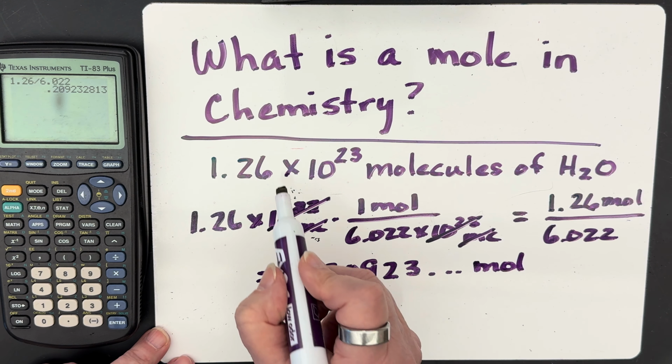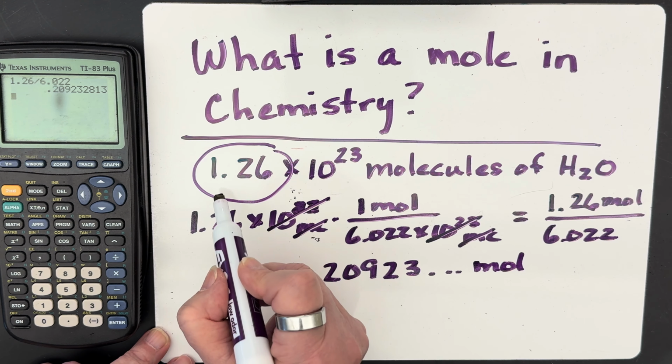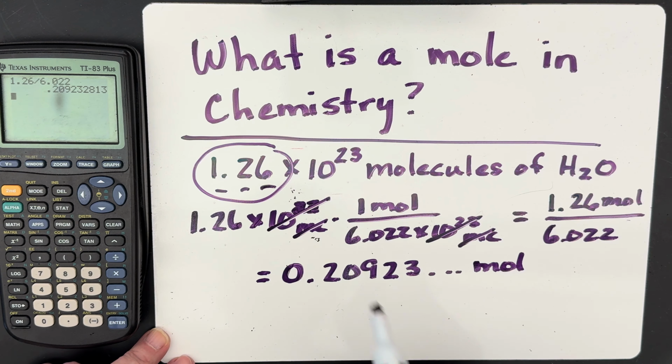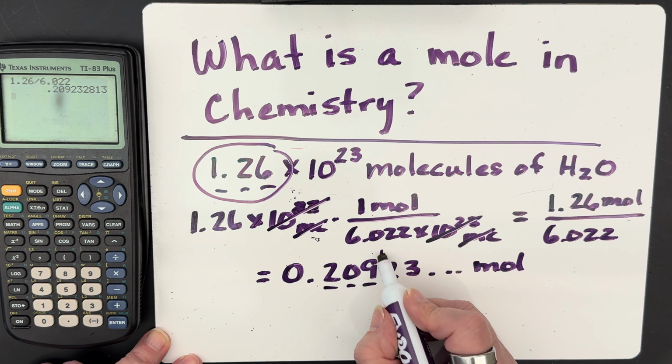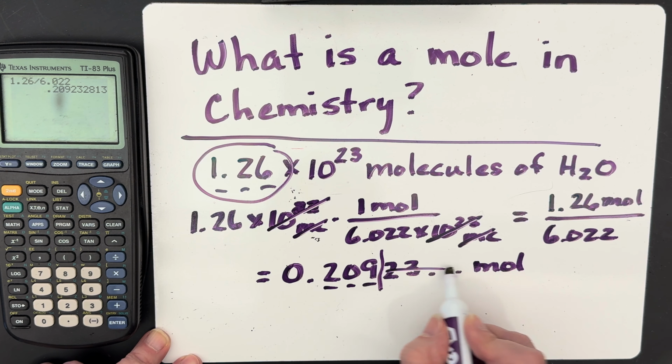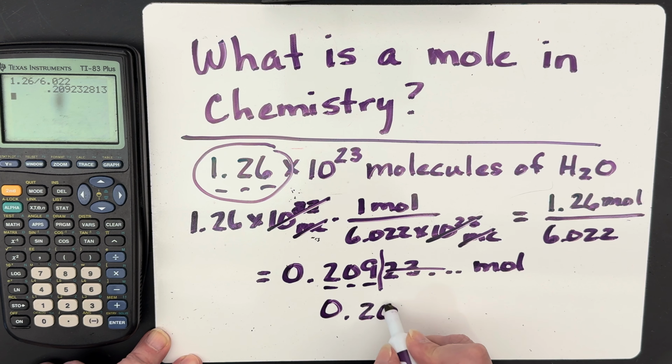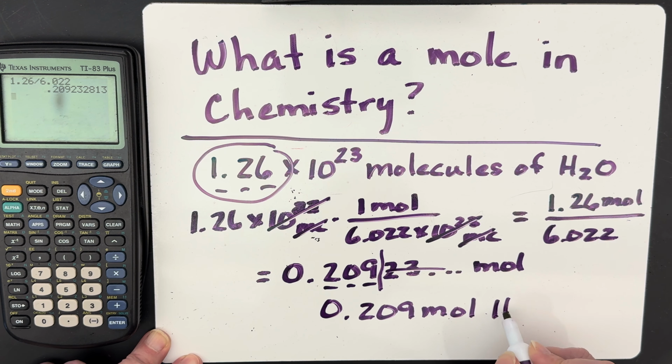And we go back and look at our original. We have 1, 2, 3 digits in front of the times sign. So we're going to keep 1, 2, 3 digits. We're going to cut it off here. That's a 2, so we can just cut it off. So our answer is 0.209 moles of water.